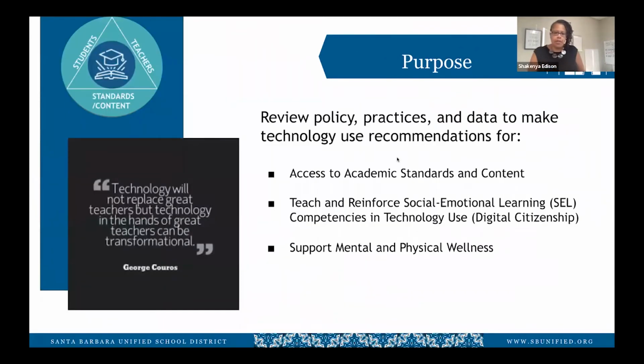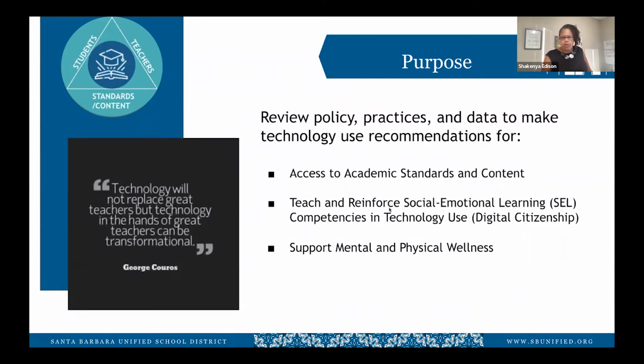I want to let you know the Technology Use Committee has been meeting, and the purpose that they've set aside is really to review our policies, practices, and data and make recommendations around access to academic standards and content. We do know technology can bridge gaps with access for our students and take them outside of not only their zip codes, but even their city and their state and the country, because we do know the use of technology can be beneficial. We just want to make sure that it's appropriate when being used.